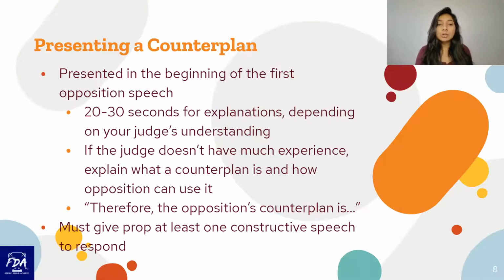So you want to introduce a counterplan at the beginning of the first opposition speech. It should be about 20 to 30 seconds of explanation, depending on your judge's understanding of the topic or of what a counterplan is. And if they don't have much experience, you want to spend enough time explaining what a counterplan is and how the opposition can use it, right?